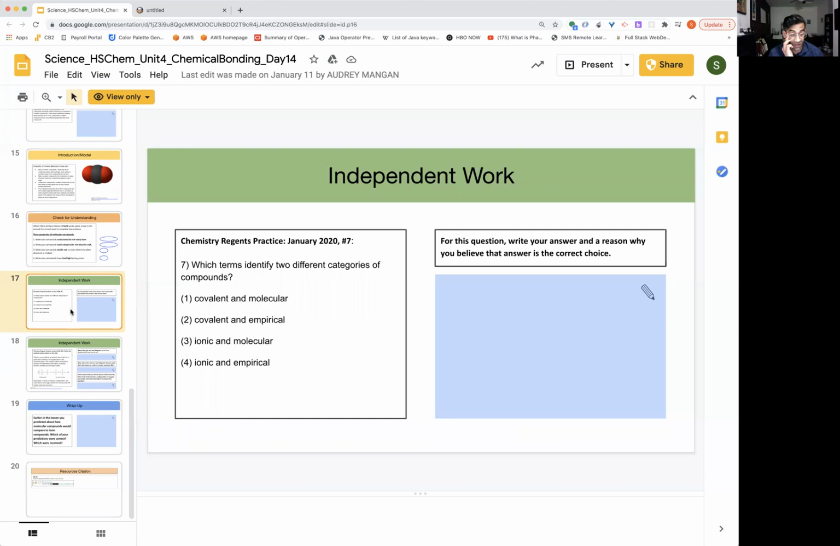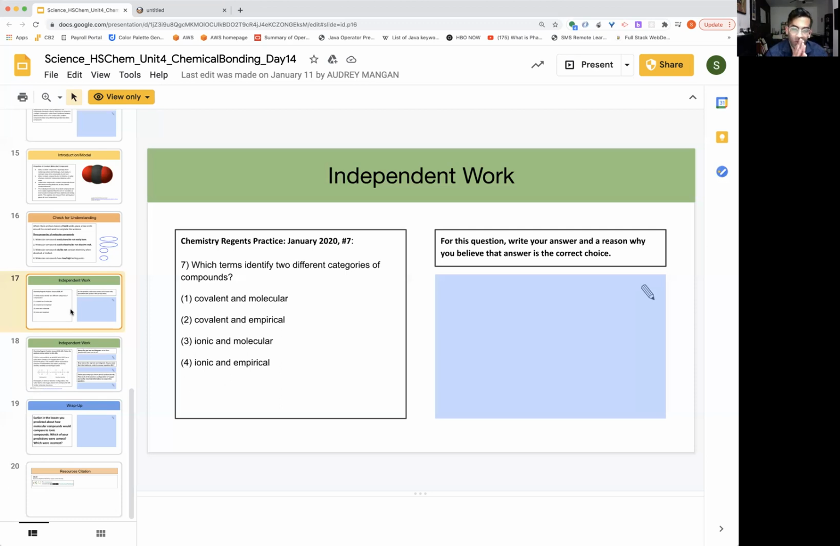We have the words covalent, molecular, empirical, and ionic. All right. And so the tricky thing here is that covalent bonds are sometimes referred to as molecular bonds as well. All right. And so the correct answer here would have to be 3. All right. Let me break it down. Since number 1 is saying the same thing in 2 different ways, those could obviously not be 2 different categories of compounds. Covalent compounds and molecular compounds are the same category of compound.